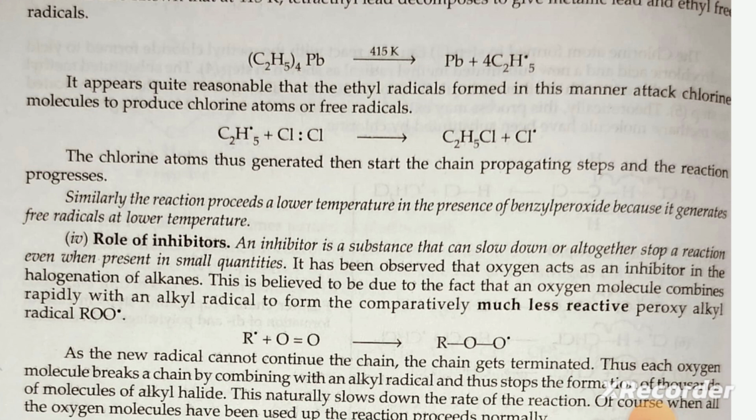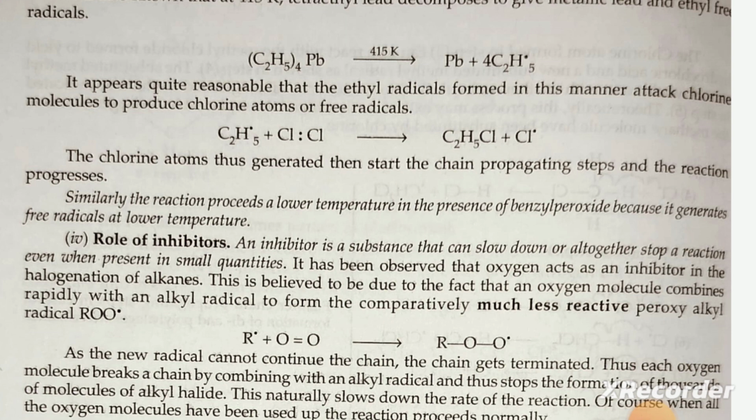Similarly, the reaction proceeds at lower temperature in the presence of benzoyl peroxide because it generates free radical at lower temperature. Fourth, role of inhibitors. An inhibitor is a substance that can slow down or even stop a reaction even when present in small quantities. It has been observed that oxygen acts as an inhibitor in the halogenation of alkane. This is believed to be due to the fact that an oxygen molecule combines rapidly with an alkyl radical to form the comparatively much less reactive peroxyl alkyl radical, ROO radical. R radical plus O double bond O gives rise to ROO radical.